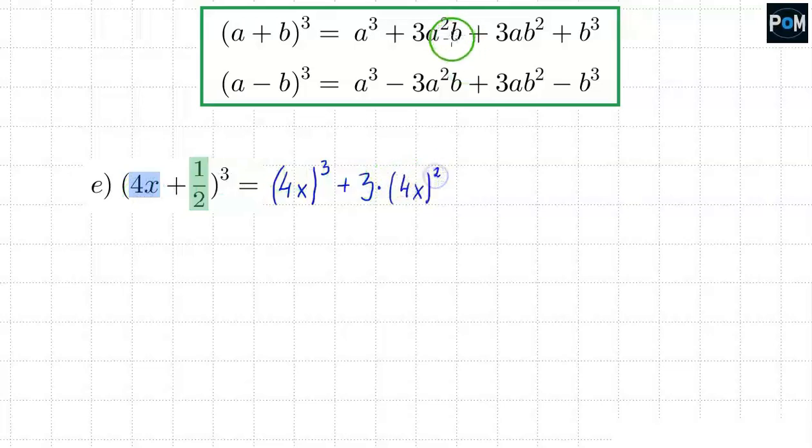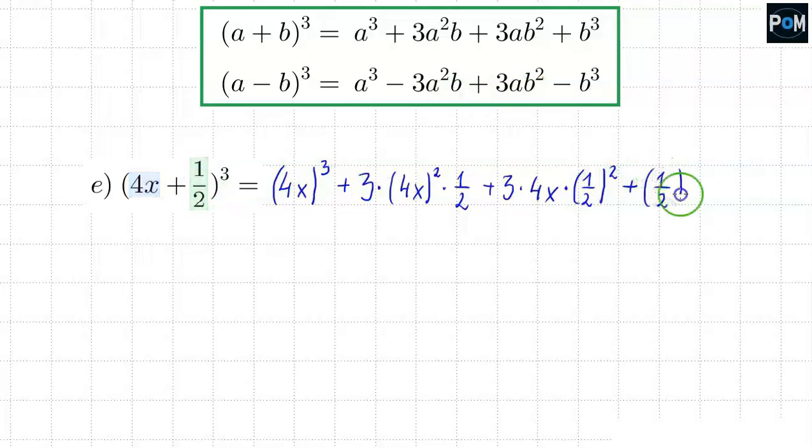And also multiply it by b, meaning by 1/2. Next, we have plus 3 times a, meaning times 4x's, and times b squared, meaning times 1/2 squared. And finally, there's b to the power of 3. For us, b is 1/2. 1/2 to the power of 3.